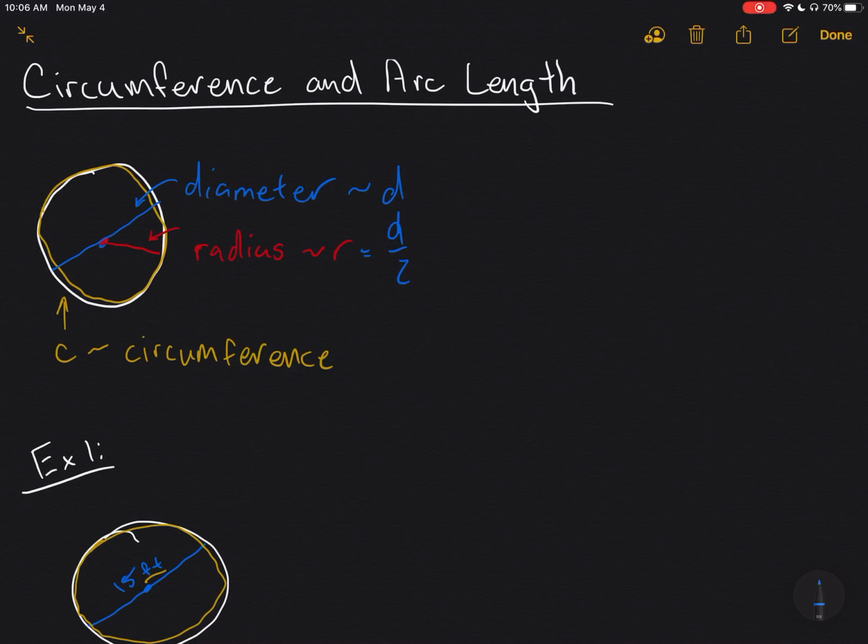And so if it asks for exact, then you're not going to multiply it out. If it asks for multiple decimal places, then you should multiply it out. And we'll discuss that more as we go through a couple of the examples.